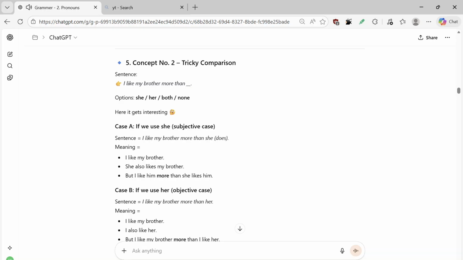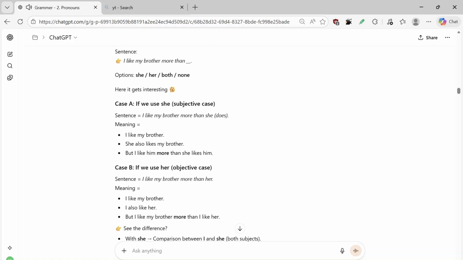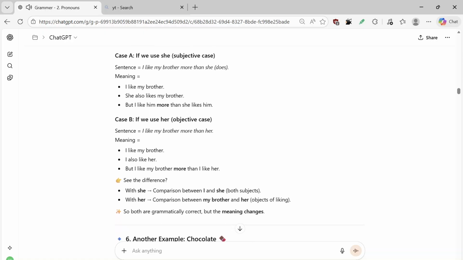I like my brother more than blank. Options: she, her, both, none. Here it gets interesting. Case A. If we use she, subjective case, the sentence is, I like my brother more than she does, meaning I like my brother. She also likes my brother, but I like him more than she likes him. Case B. If we use her, objective case, the sentence is, I like my brother more than her, meaning I like my brother. I also like her, but I like my brother more than I like her.